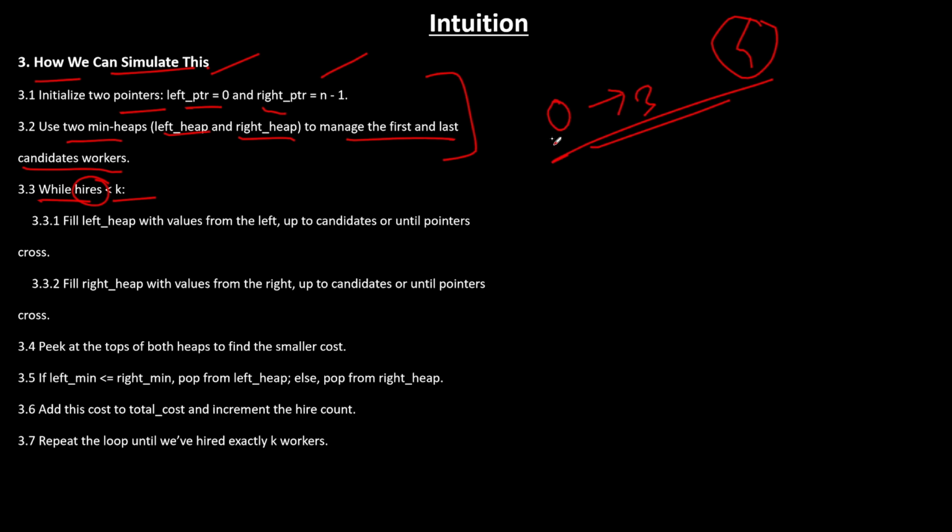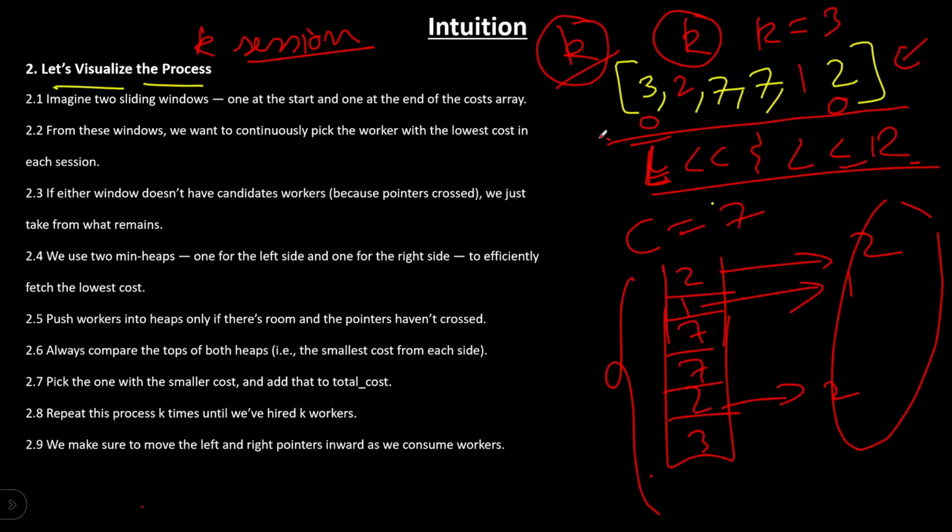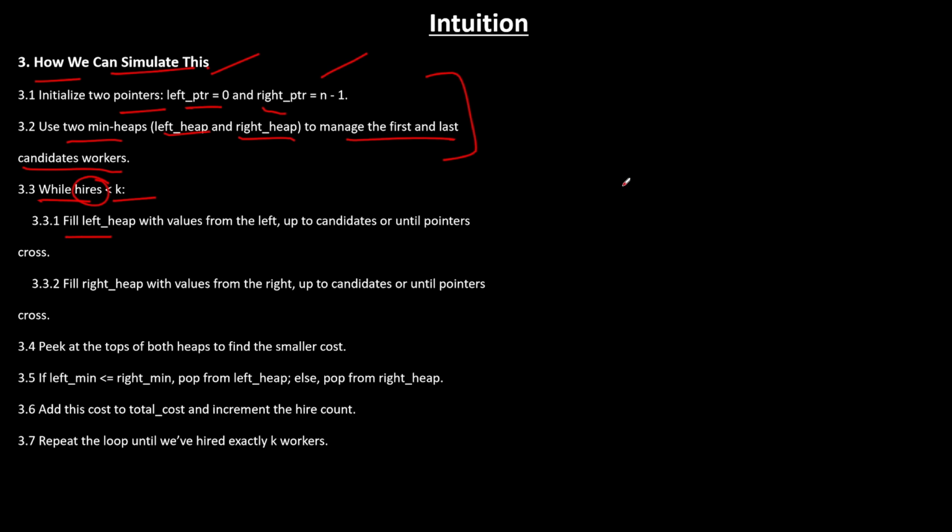Okay, that is the basic thing to understand. Now we will fill the left heap. Now here comes the tricky part. As I explained earlier, in this particular case, what will happen? We will try to fill the left heap with values from the left up to the candidates or until the pointers cross.